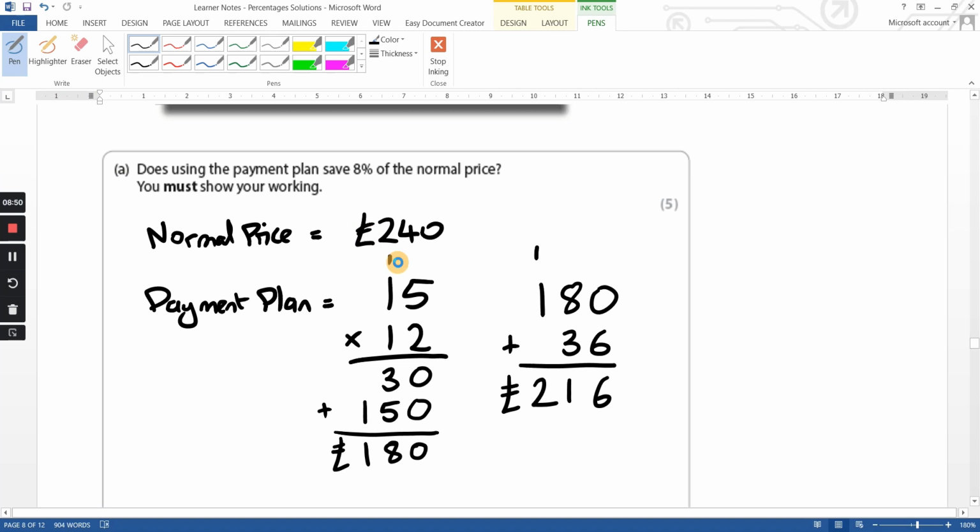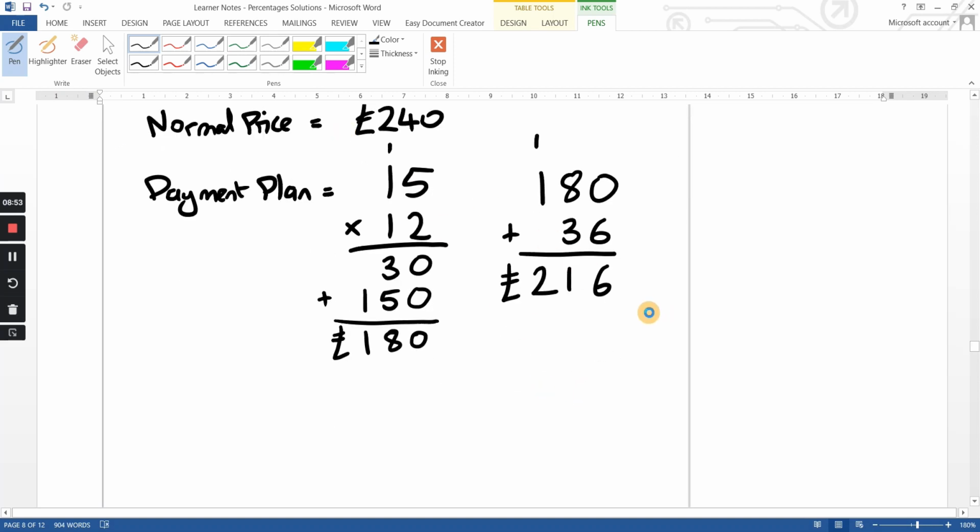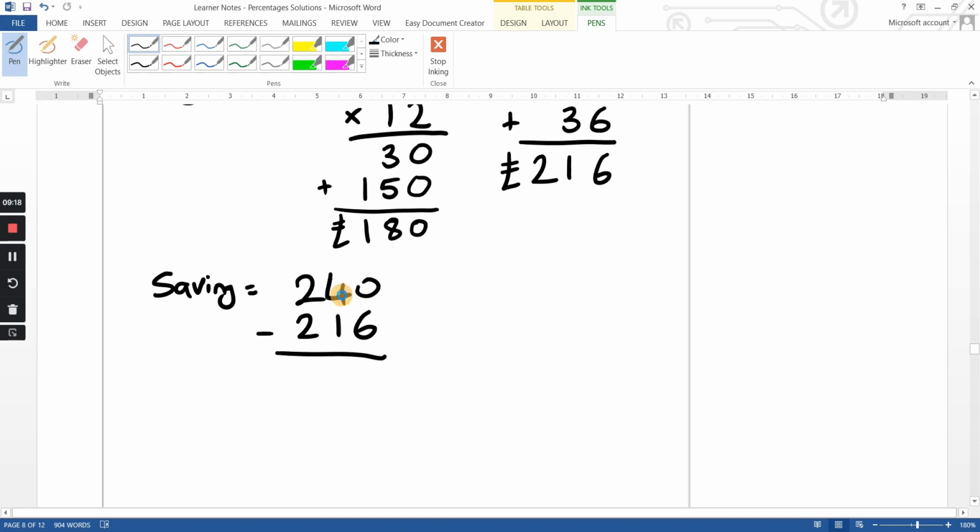So in fact, what is the saving? The saving is the difference between these two values. The difference between 240, which is the normal price, and the payment plan price, which is £216. So the saving is 240 take away 216. Let's do it this way. I'll have to borrow. 10 take away 6 is 4. 3 take away 1 is 2. 2 take away 2 is nothing. So it's a saving of £24.